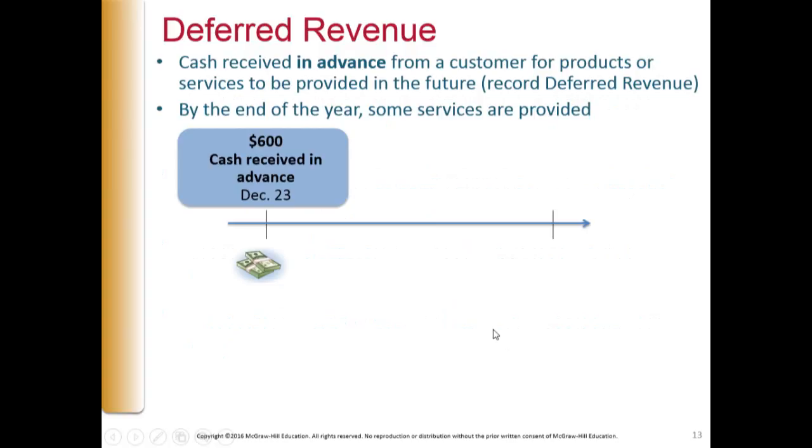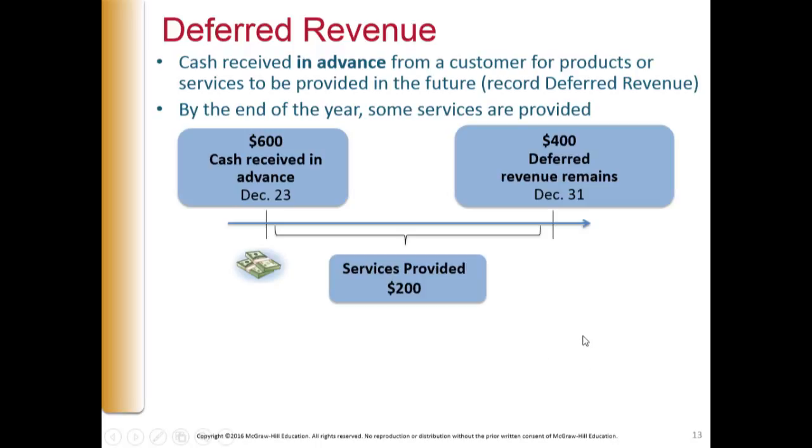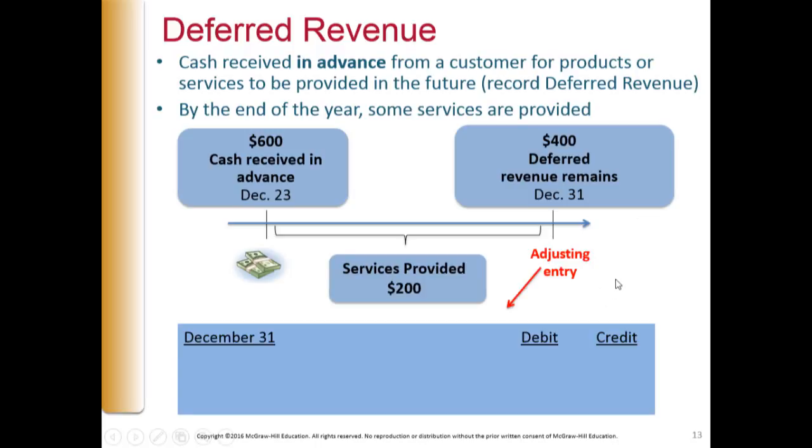So here's our example. We received $600 in cash in advance on December 23rd. We provided some of the services, so we've earned part of that $600, but not all of it. So by the end of December 31st, we should show that we have $400 in deferred revenue, or a liability to the customer, and we've earned $200 of that $600.